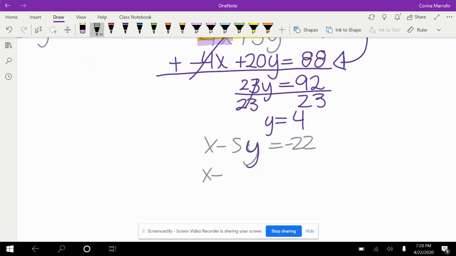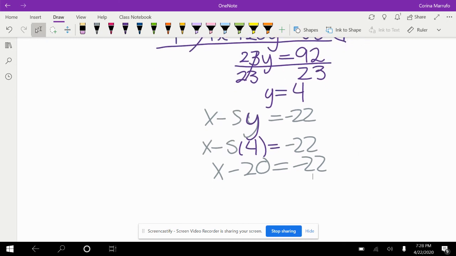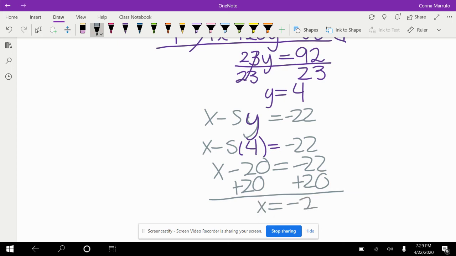So it's going to be x minus 5 times 4 is equal to negative 22. And so negative 5 times 4 is going to give us negative 20, so x minus 20 equals negative 22. And then our last step to solve for x is to take this 20 and move it to the other side. So we're going to go ahead and add 20. And so negative 22 plus a positive 20 is going to give you negative 2. And so then that would be your x value.